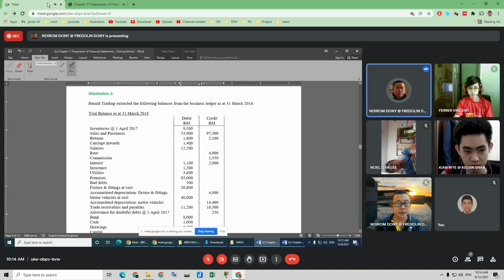The carriage inward and return inward, are they the same thing? No, they are not the same. Carriage inward is transportation cost for purchases. Return inward is goods returned by the customer. If you ask about carriage inward and carriage outward, both are transportation cost, but outward is for sales. The difference is that carriage outward is treated as other expenses, but carriage inward as cost of sales.